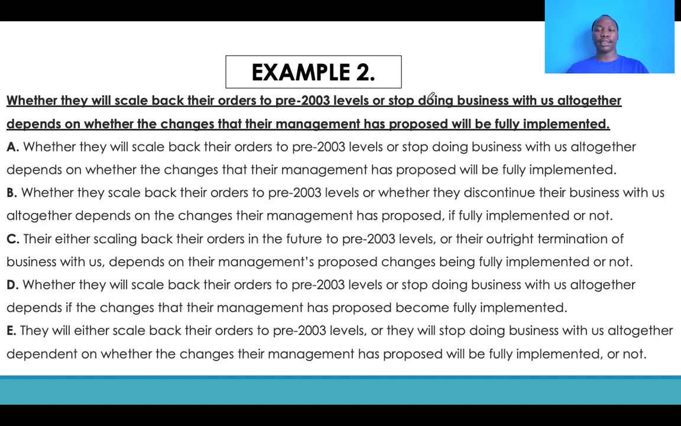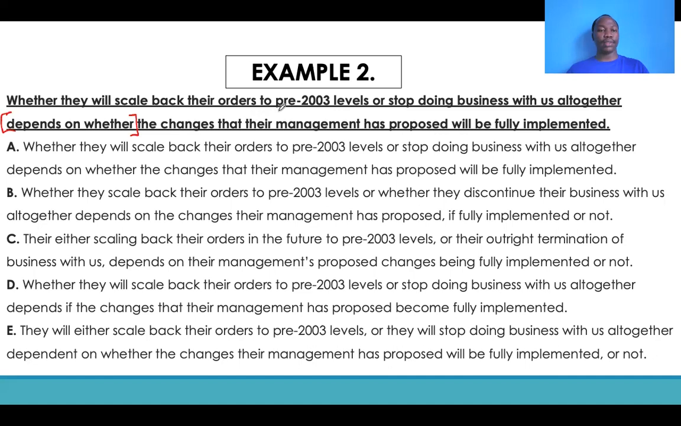So again, this is some kind of possibilities or alternatives. They could stop doing business with us altogether, or they could continue doing business with us altogether, right? Depends on whether. Right? Remember, depends on is usually used in construction or in pairs with whether. So it depends on whether the changes that the management has proposed will be fully implemented. I hope that's clear. We sort of understood what is being communicated.